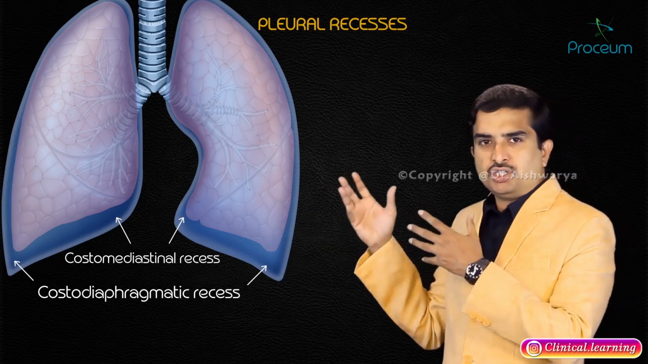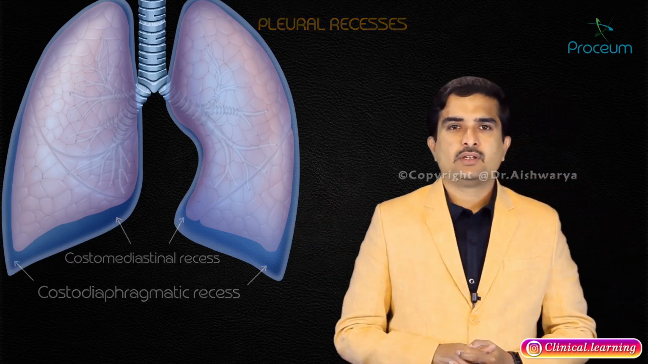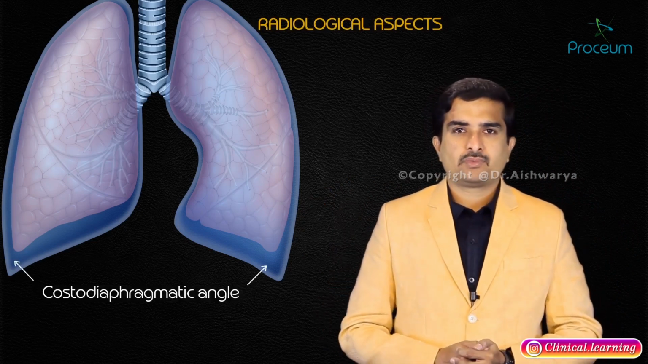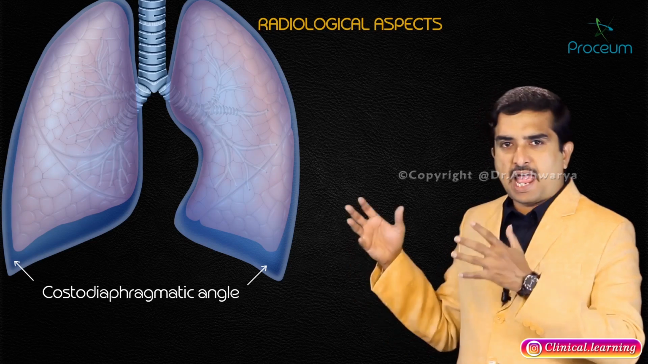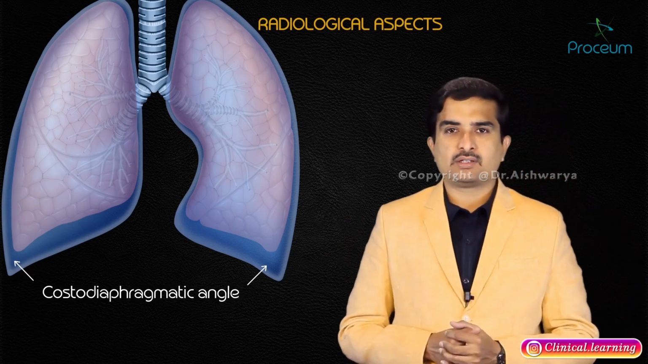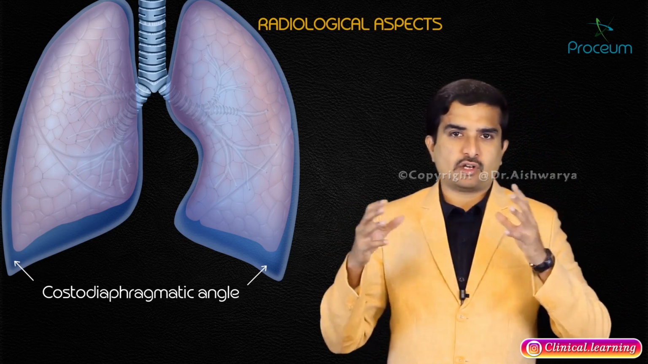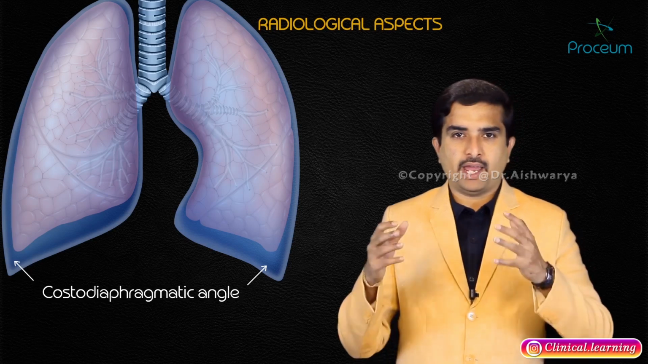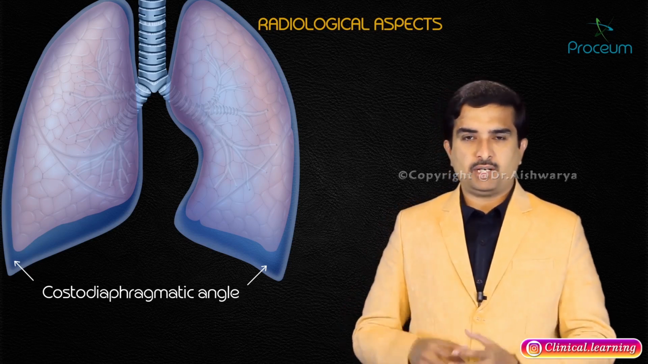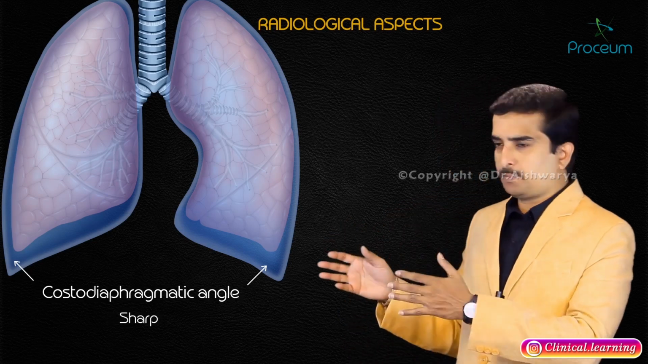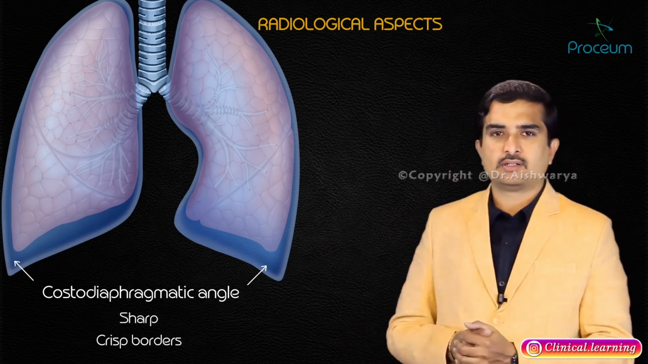these spaces during inspiration. So what is the radiological aspect in this? The costophrenic angle is formed by the air-soft tissue interface between the lung and the domes of the diaphragm. It is usually sharp with very crisp borders.